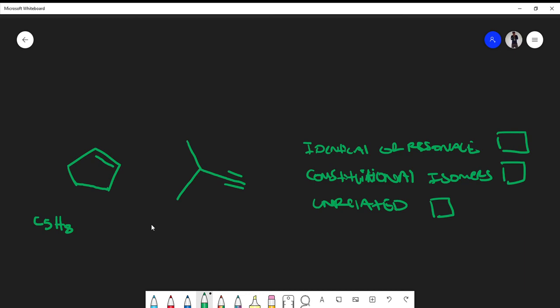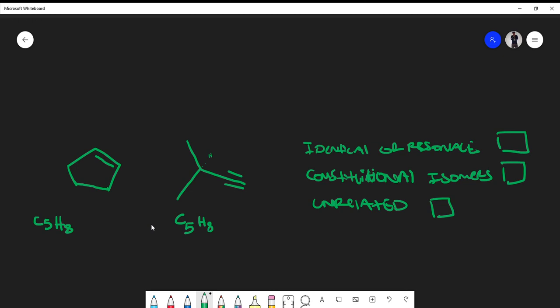Now let's work out the molecular formula for this one. How many carbons do we have? I see 1, 2, 3, 4, 5. Remember, there's a triple bond there, so this is 5 carbons. Now, how many hydrogens do I have? These are 2 methyl groups, so this is essentially 6 hydrogens. I have 1 hydrogen here, coming out of the plane, so that is 7, and then an additional hydrogen at the terminal carbon. So this is C5H8.